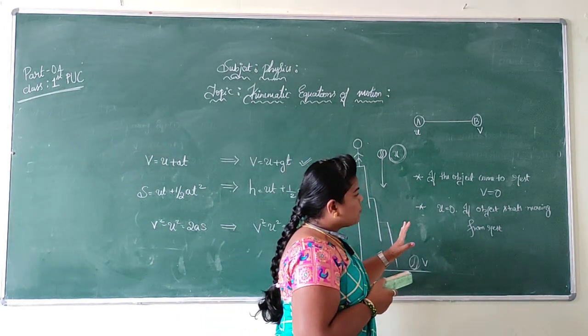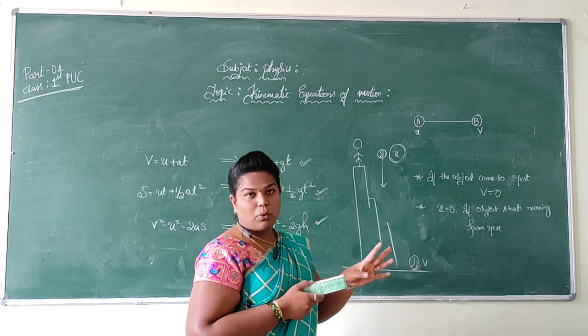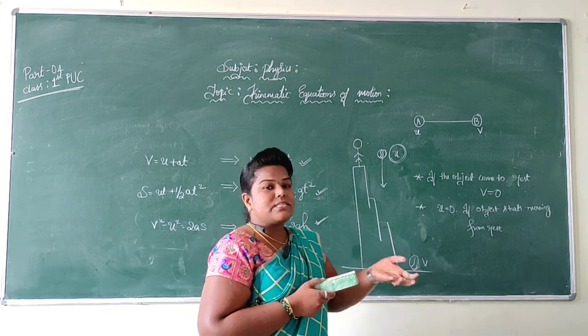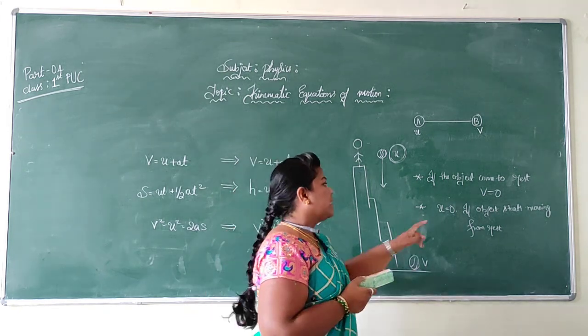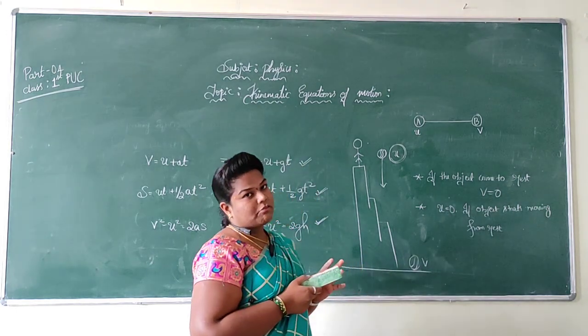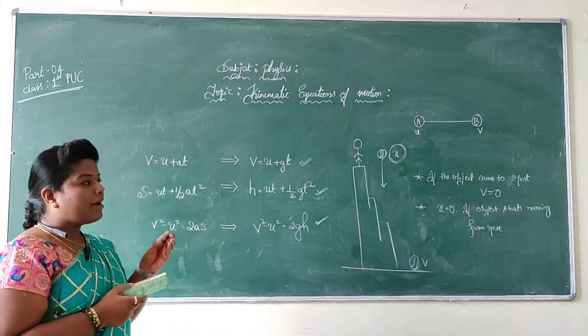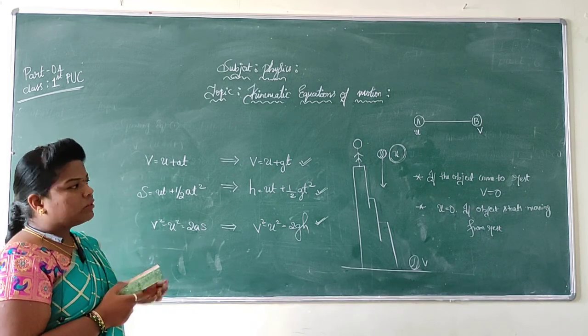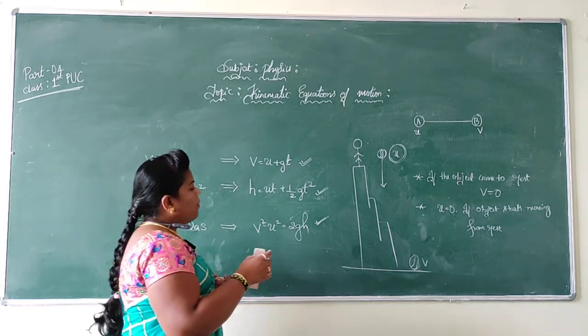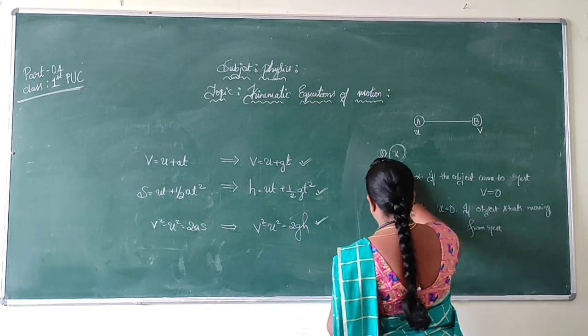If the object comes to rest, final velocity is 0. If the object starts its journey from rest, initial velocity u becomes equal to 0. So these are some points which are required just to solve the numericals, right? So this is about the 3 equations of motion.